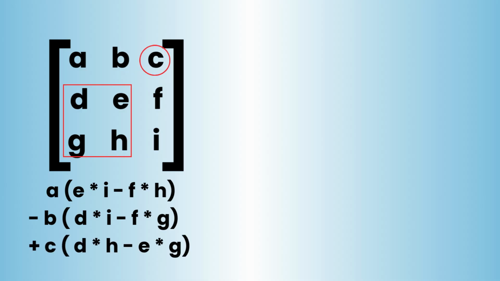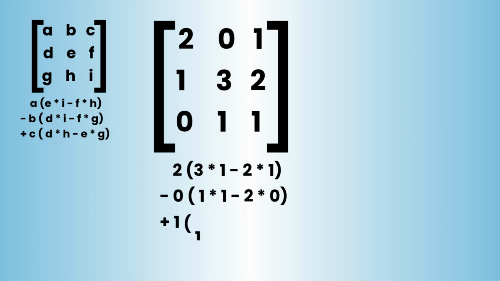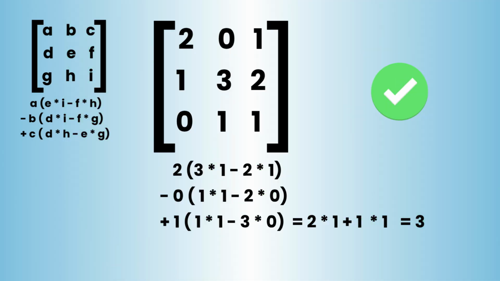If we consider a 3 by 3 matrix M, the determinant is A times (EI minus FH) minus B times (DI minus FG) plus C times (DH minus EG). Let's try it with an example. That gives us 2 times (3 into 1 minus 2 into 1) minus 0 plus 1 times (1 into 1 minus 3 into 0), which is 2 times 1 plus 1 times 1 giving us 3, a non-zero. So this matrix can be inverted.